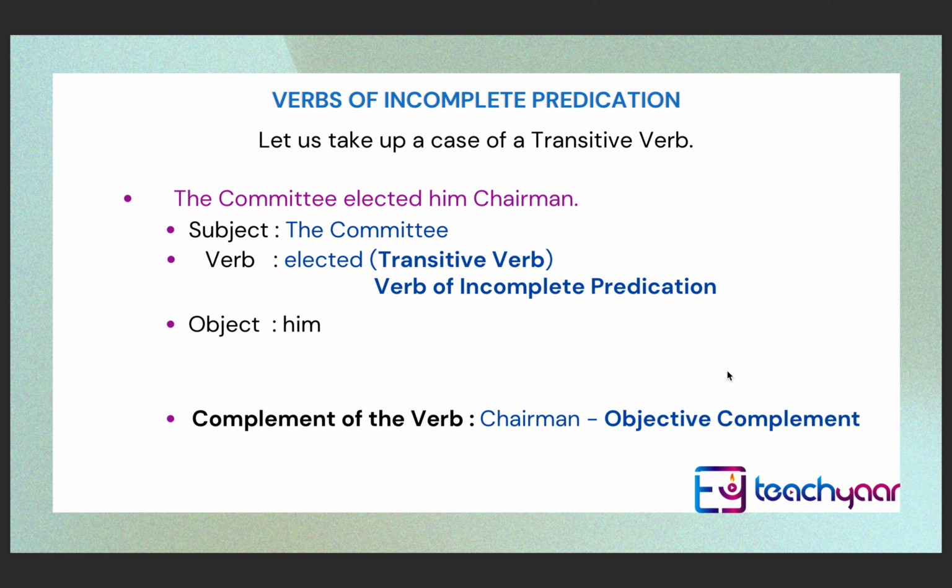Now, did we get the picture clearly? Subject, the committee. And what is the completed predicate now? Elected him chairman. This completes the sentence. So, in the case of a transitive verb, apart from the subject, you need to have the verb, you need to have the object, and then also the complement in the case of a verb of incomplete predication. So, as you can see, the predicate now is elected him chairman.